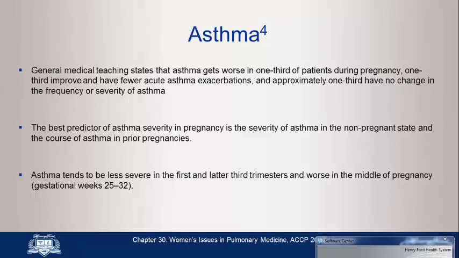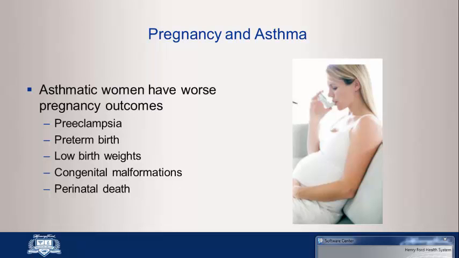Also, asthma tends to be less severe in the first and last trimesters, and it's worse in the middle trimester. Why do we worry about asthma and pregnancy? Because of the poor outcomes that accompany asthma and pregnancy. They do have more incidence of preeclampsia, preterm birth, low birth weight, congenital malformation and perinatal death.